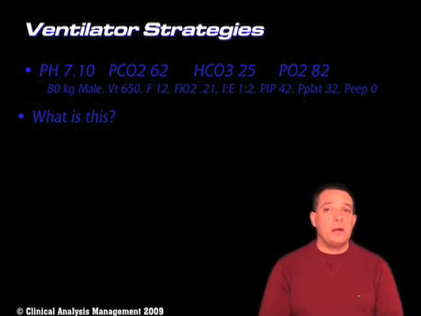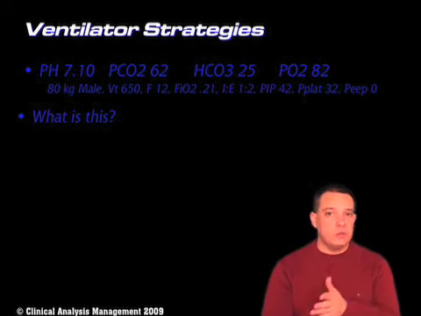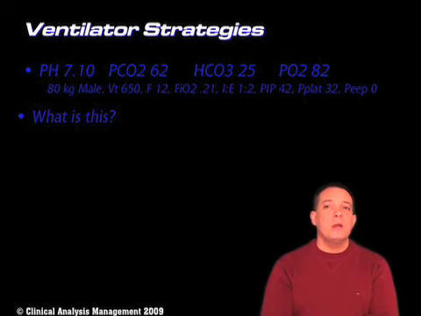What about the bicarb? The bicarb is 25. Is that acidotic, alkalotic, or normal? That's normal, right? It sits between 22 and 26, which is a normal bicarb. So which one matches? It's respiratory. So first name, middle name, last name, this is an uncompensated respiratory acidosis.